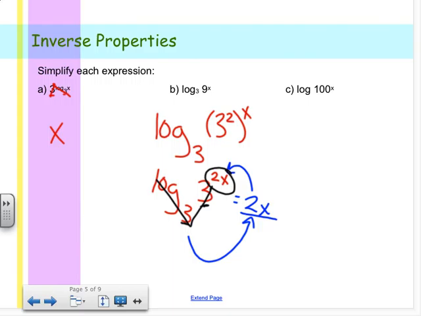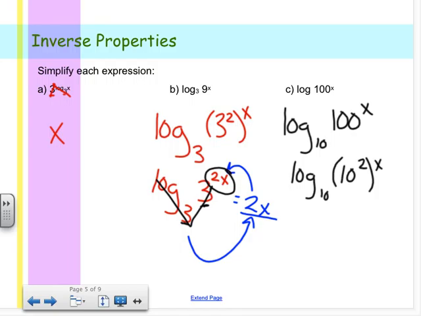Last but not least, log of 100 to the x. What we have to remember, this is the common log, so that's assumed to be log base 10. And just like I did in the last one, I'm going to have to manipulate this a little bit. I'm going to say this is really 10 squared to the x. Same idea as the last one. What I'm going to look at is 10 to what power gives me 10 to the 2x. That's always what I want to think about when I'm looking at logarithmic form in swoop-de-loop.